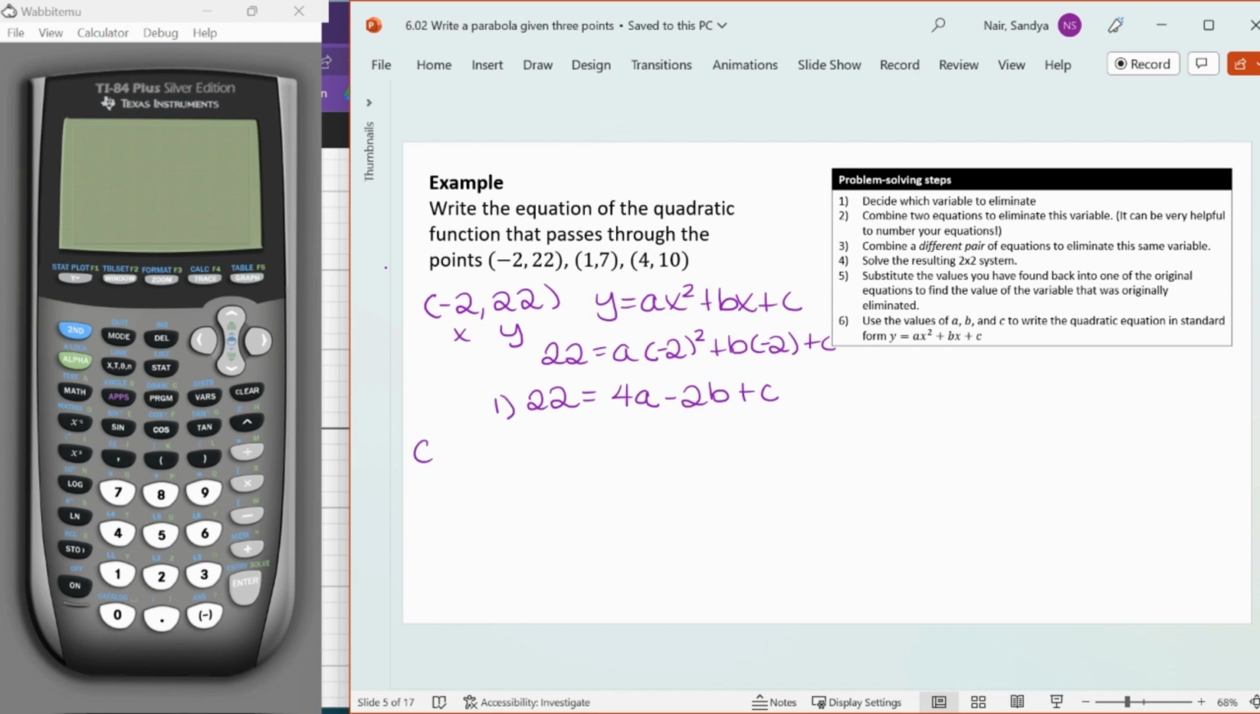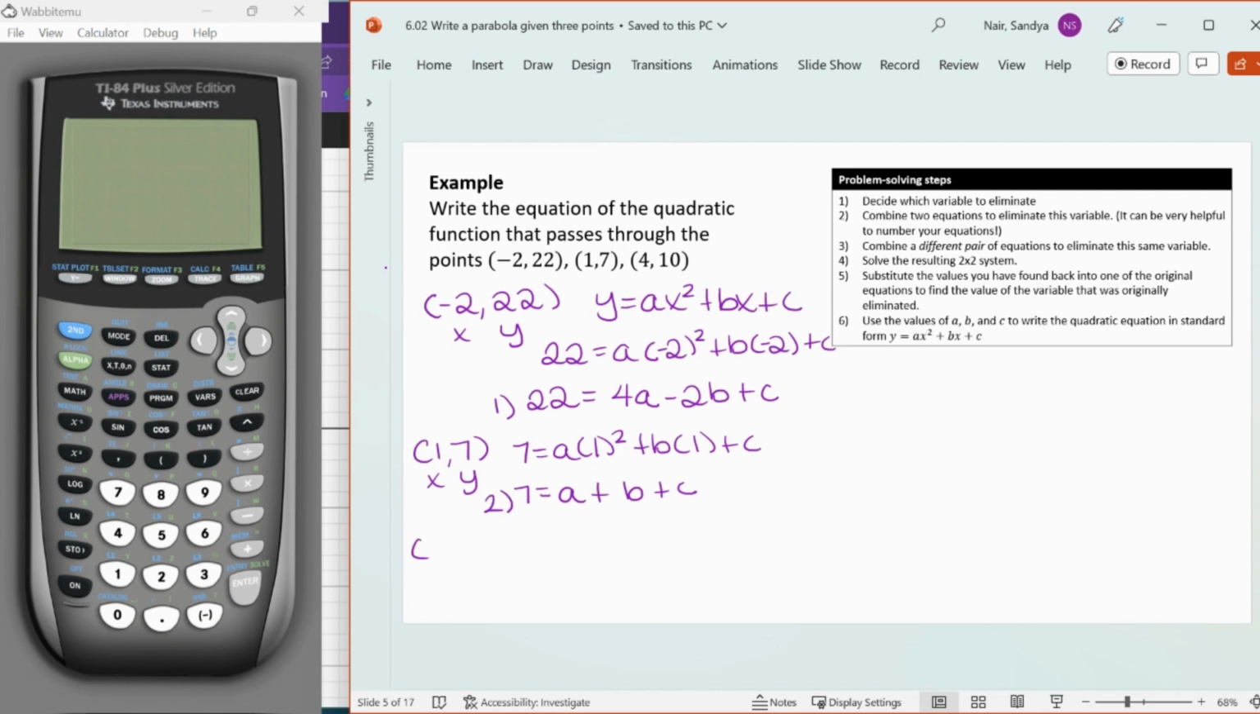Now let's repeat this process with the second point. So we have (1, 7), which gives me an x and y value. I'm going to plug into standard form. That's going to give me 7 equals a times 1 squared plus b times 1 plus c. So I have 7 equals 1 squared times a, well, that's 1a, so I'm just going to write that as a, plus 1b, which is just b, and then plus c. I'm going to call that equation number 2.